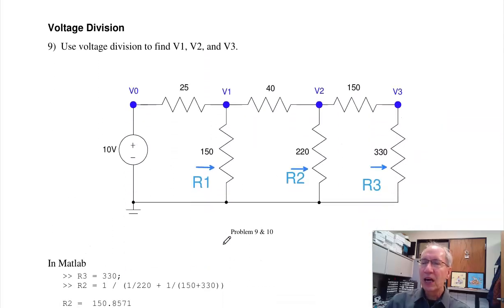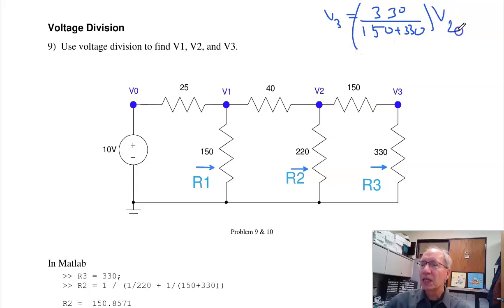Finally, if I want to find these voltages, I can do a thing called voltage division. If I know V2, I know what V3 is. So V3 is what I'm measuring, 330 ohms, over the total, 150 plus 330. That percentage of V2. That's voltage division. So if I know V2, I could find V3. If I know V1, I could find V2. I do know V0. V0 is 10.